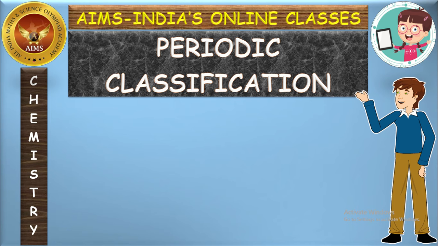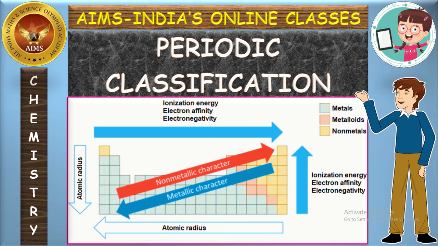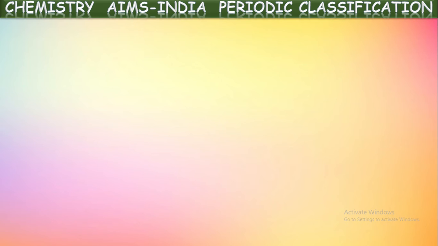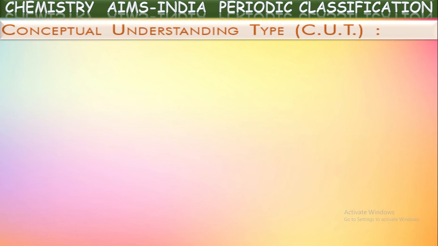So based upon these concepts, now we are going to see the practice sheet related to the chapter, practice sheet 1, which includes completely single correct answer type questions. Okay, now we are going to see those. First, let us go through the conceptual understanding questions.